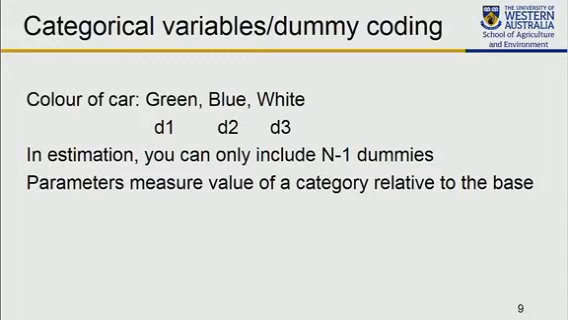So whenever you drop one of these categories, as in I'm going to drop D1 and just have D2, D3 in the model, the parameters measure the value of a category relative to the base. If we dropped D1, it's what's the value of a blue car relative to a green one, and what's the value of a white car relative to a green one.